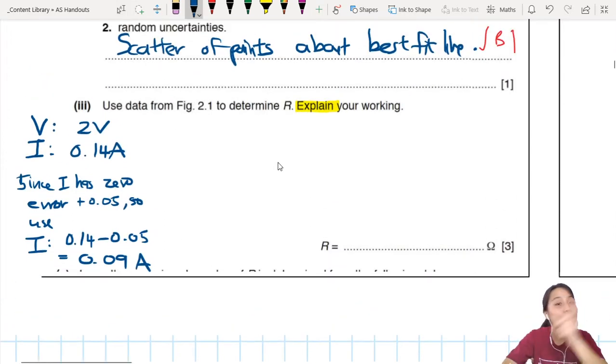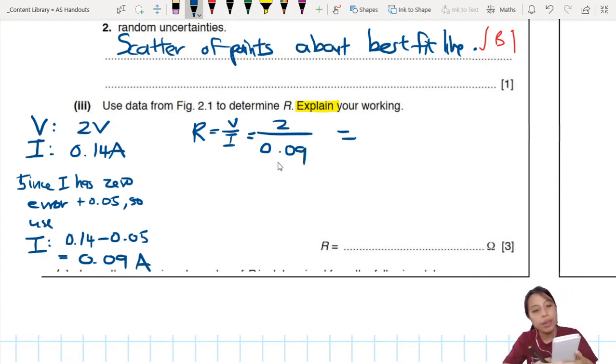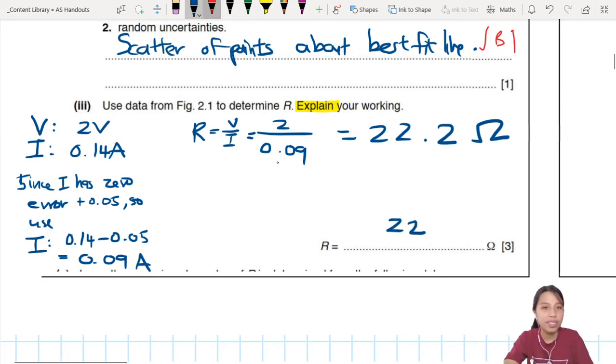Now we can calculate your R. Resistance is V over I. So your V is 2 volts. For I, make sure it's in amperes, not milliamps, 0.09. Calculate. If you are using different values, also can. You should get roughly about 22 ohms. So rounded off, if you use 2 SF, it will be 22 ohms in this case.